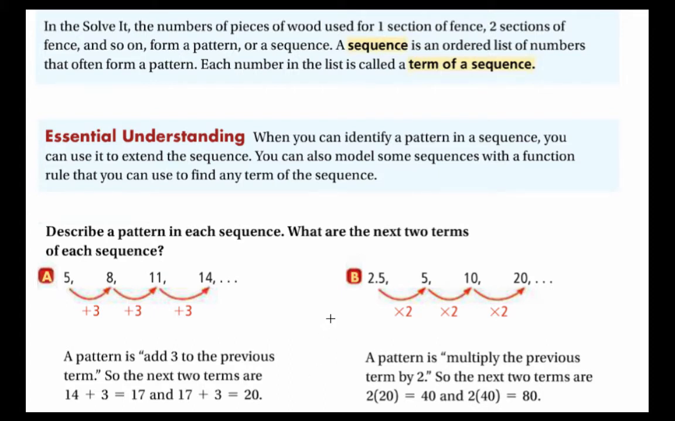In B here, the terms of our sequence are 2.5, 5, 10, and 20. In this sequence, it should be fairly clear that we're not adding as we look from term to term. We are multiplying, because 2.5 doubled is 5, doubled is 10, doubled is 20. Doubling means times 2, so the pattern here is to multiply the previous term by 2. If we continue that pattern, take 20 and multiply it by 2, we get 40. That would be the next term, and after that 40 times 2 would be 80, and we could extend that out as long as we'd like.